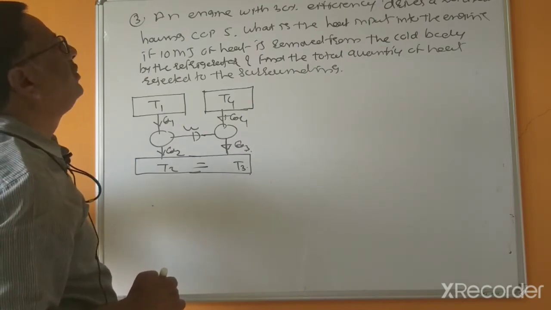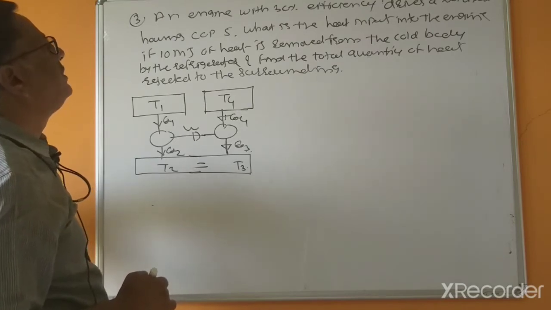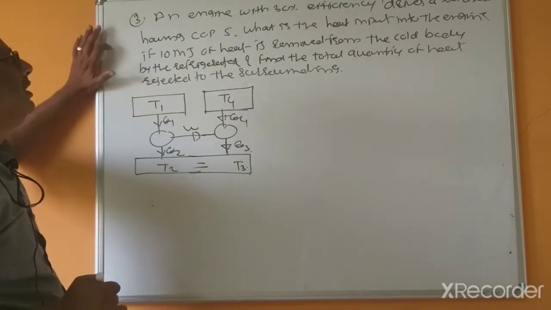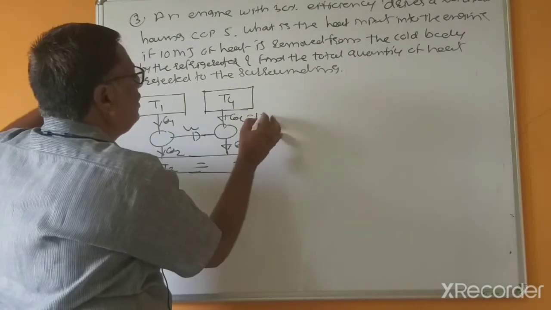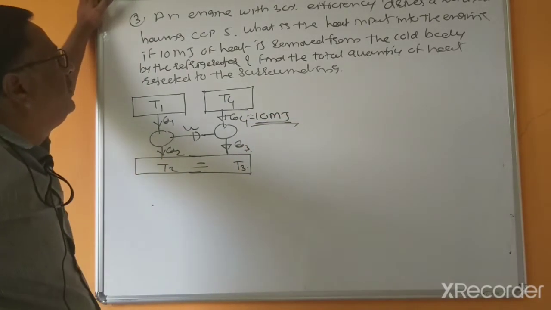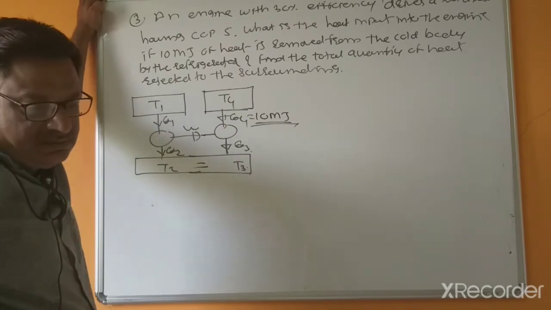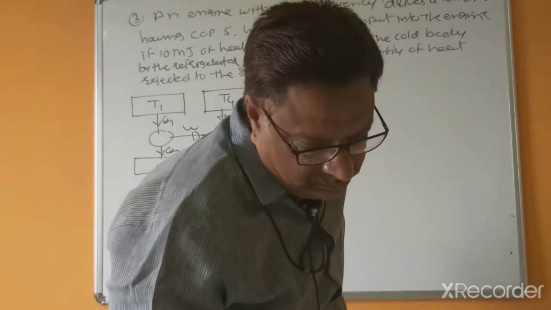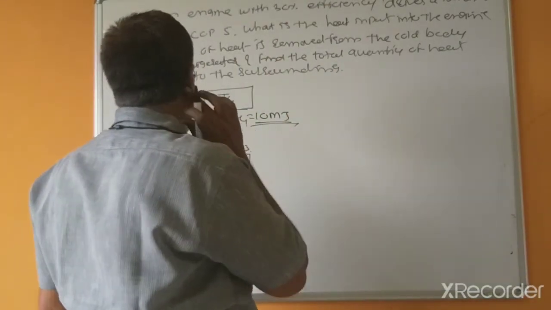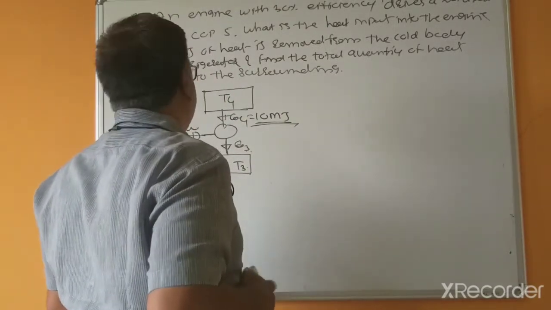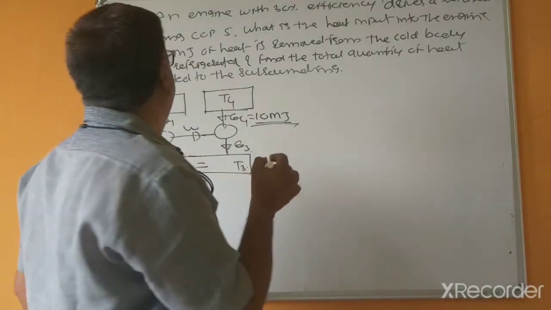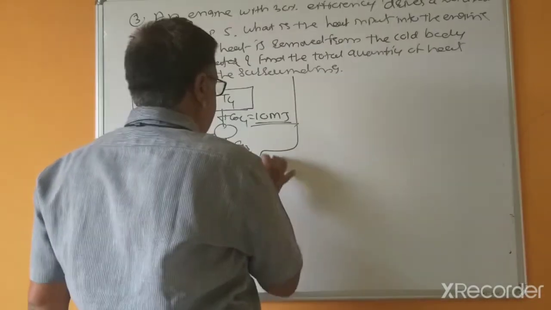What is the heat input? The 10 is removed from the cold body. Removed from the cold body means this is Q4 equal to 10 megajoule. And this is only given data. So what is to be calculated? Q2 and Q3. We'll try to find out. This is the solution.